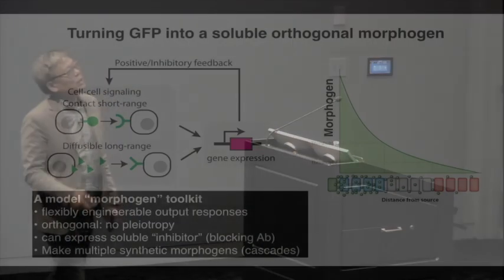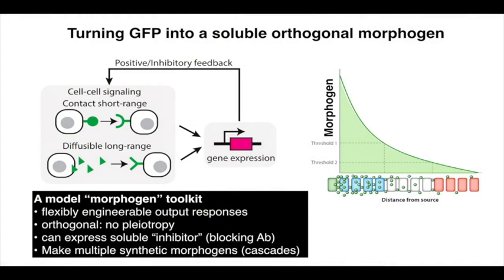Okay, so we can make short-range contacts, we can have long-range contacts, we have multiple flavors, and we can hook them up flexibly to gene expression. This could lead to things like positive or inhibitory feedback. We think of this as at least the beginnings of a morphogen toolkit where we can start flexibly engineering different kinds of output responses. It's orthogonal, there's no pleiotropy, because the responses to a lot of morphogens are obviously very complex.